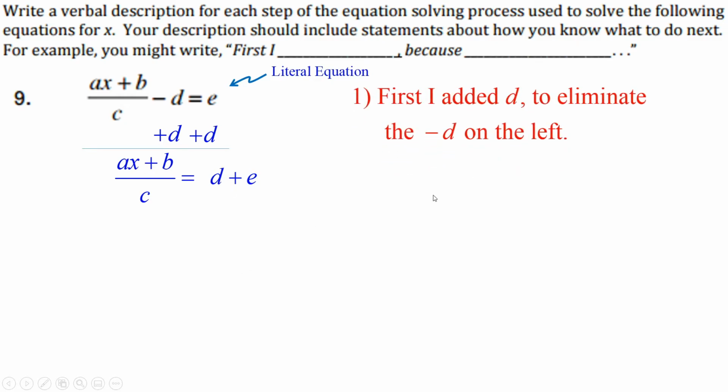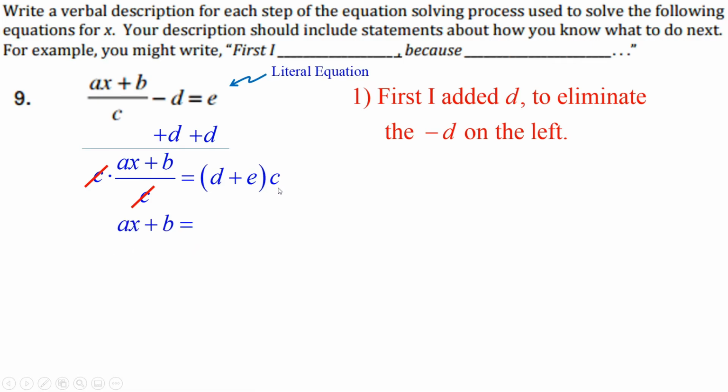Oh, I forgot. I better describe what I did and why. So first, I added d, the plus d, to eliminate that minus d on the left. Note, it's gone. All right, now, let's get rid of division by c to eliminate that divisor of c. And notice the two terms over here, I put them in parentheses because I've got to multiply the whole side by c. Equals, and on the left, those common factors of c would now cancel. You have one in the numerator and one in the denominator, leaving ax plus b.